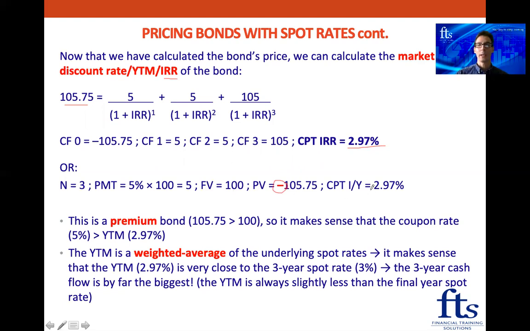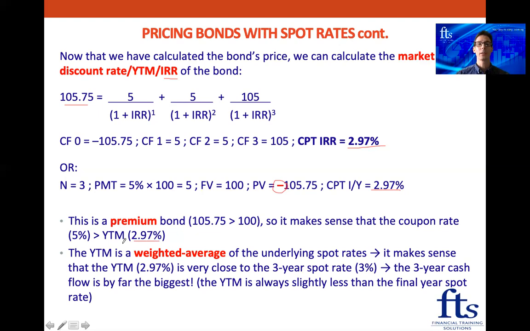And we also then get 2.97%. So we can use either method. Right, so now what we can see is that this is a premium bond. So it's going to make sense that the coupon rate, the 5%, is greater than the yield to maturity, because remember with a premium bond, the coupon rate is above the yield to maturity.